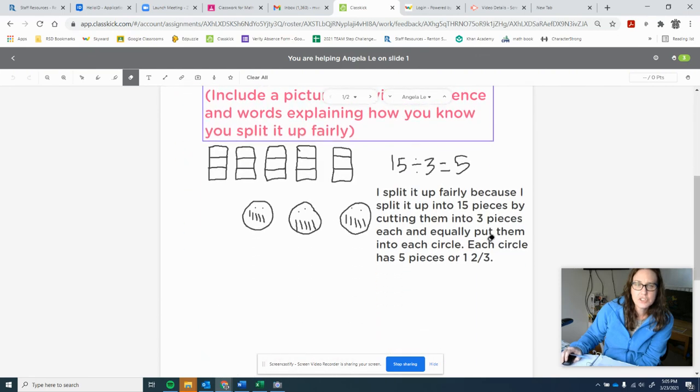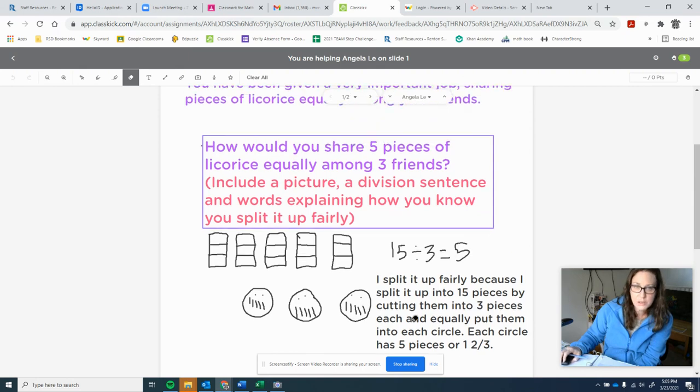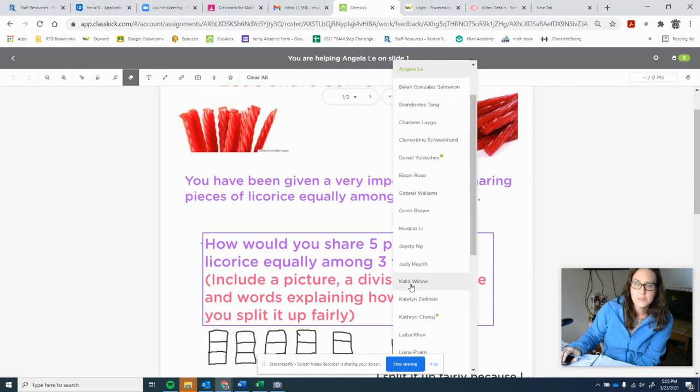All right, so Angela did something kind of similar. Divided all of them into thirds. I split it up fairly because I split it up into 15 pieces, 15 1/3 pieces, by cutting them into 3 pieces each and equally put them into a circle. Each circle has 5 pieces, or 1 and 2/3 full pieces of licorice. I thought that was a nice way of representing it also. I want to go to Leanna.